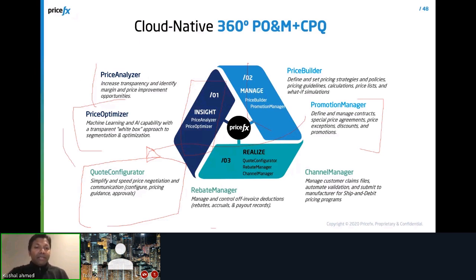The Rebate Manager is for management of your off-invoice deductions or rebates, and it can handle accruals or payout records to be sent to your ERP system as well.